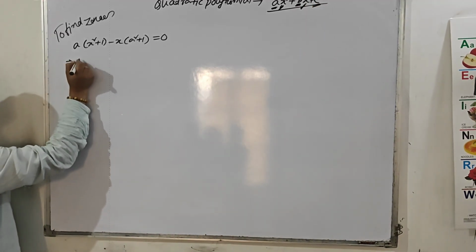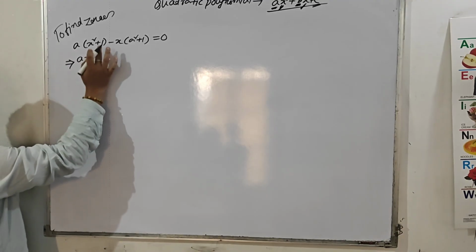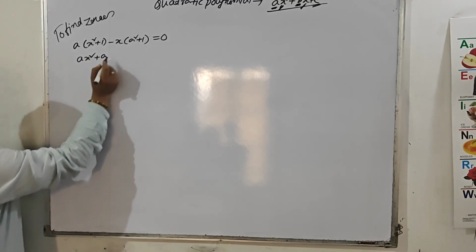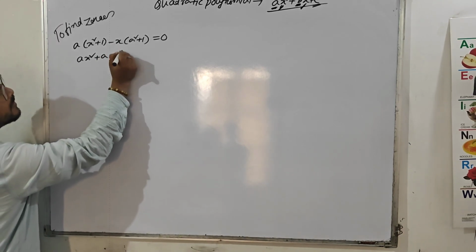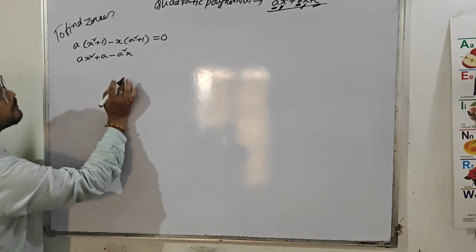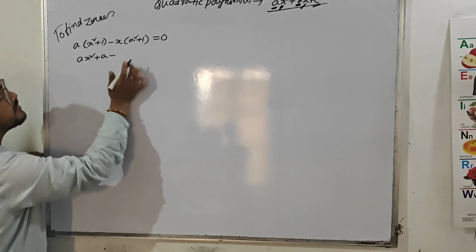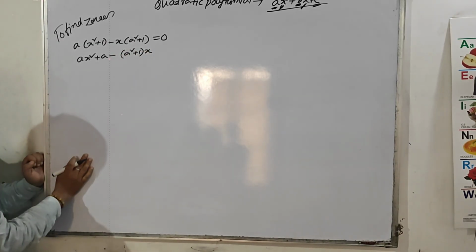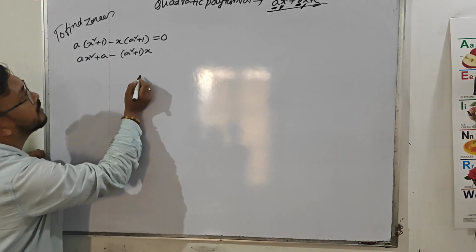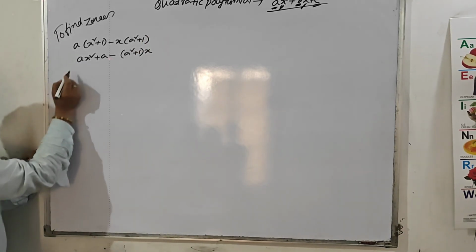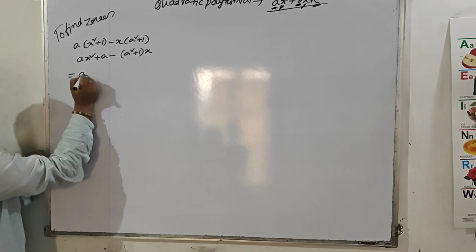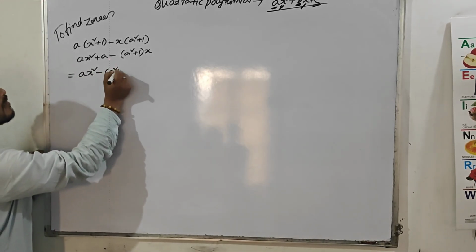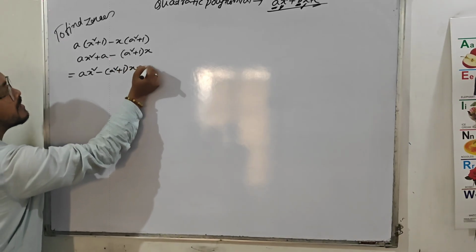If I multiply this, it will be ax square. If I multiply this, it will be a. If I multiply this, it will be a square x. Anyway, keep it as it is because it is already as x. And yeah, this is it. So now see, ax square, this into x plus a.